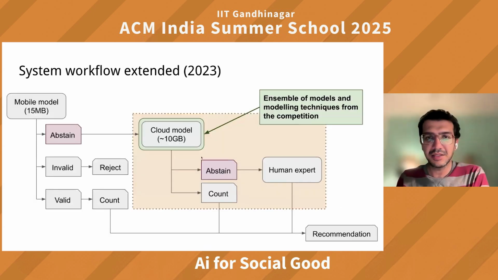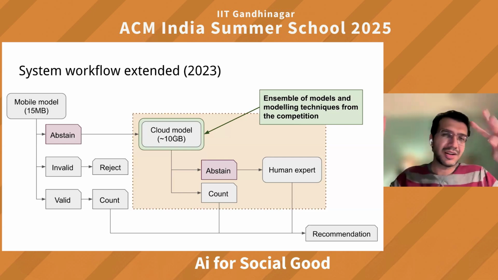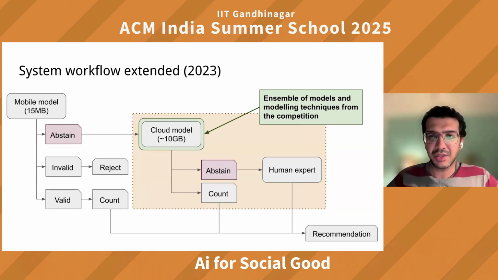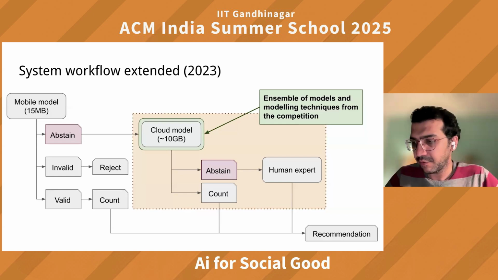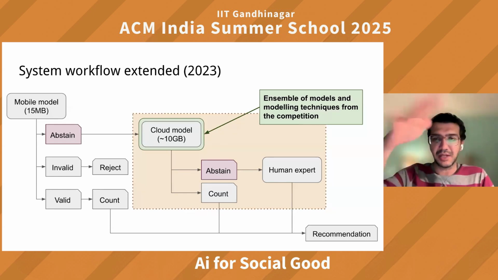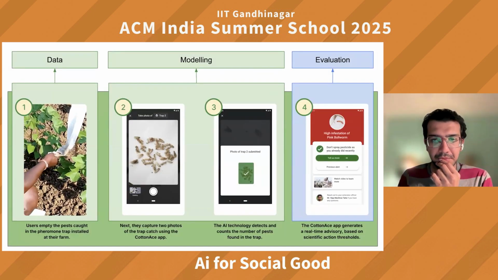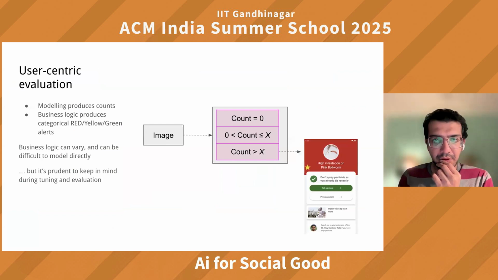And partly this cloud model here, we call it the cloud model because it's the big model, not the small model. It's an ensemble of like 3 or 4 different models. And if the majority abstain, then it's an abstain. Otherwise, we take the count. Okay. Yeah, this is where we are.